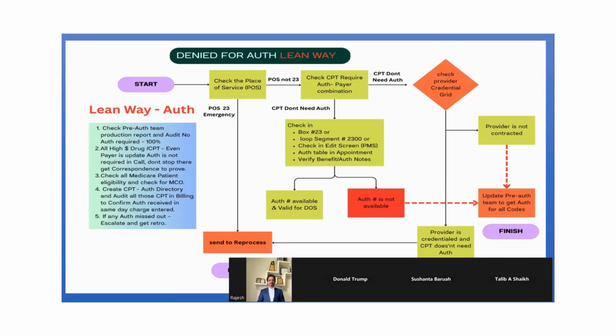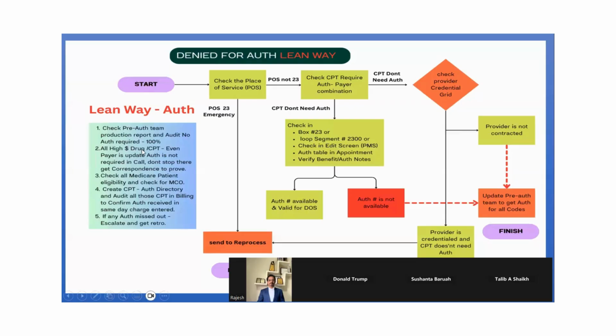For example, if the auth team says no auth is required, you audit 100%. All these claims you have to audit 100%. Going to the third point, sometimes your auth team will say that the patient has Medicare, but when you check the eligibility, the patient does not have direct Medicare but has an MCO. That is a very big clause in authorization. The team skips it saying it's Medicare, but the patient has Medicare managed care. So this is a very big challenge here.